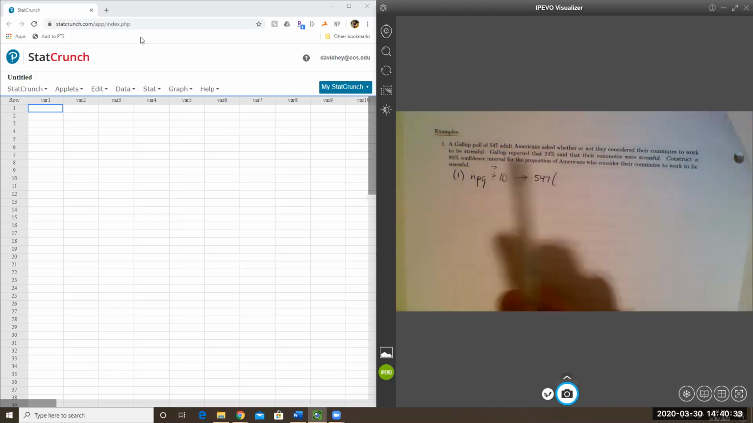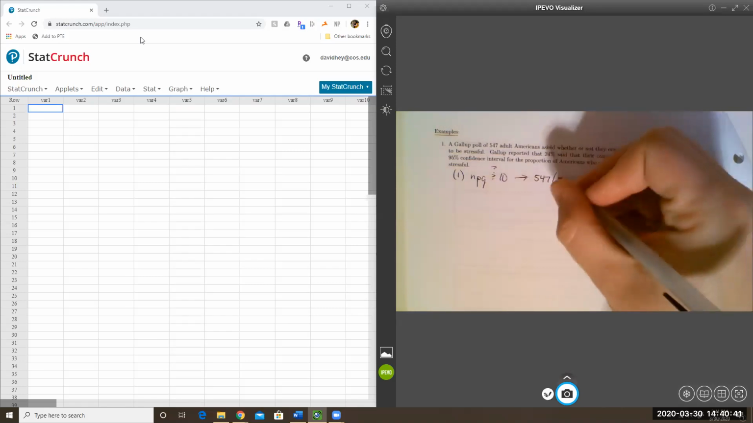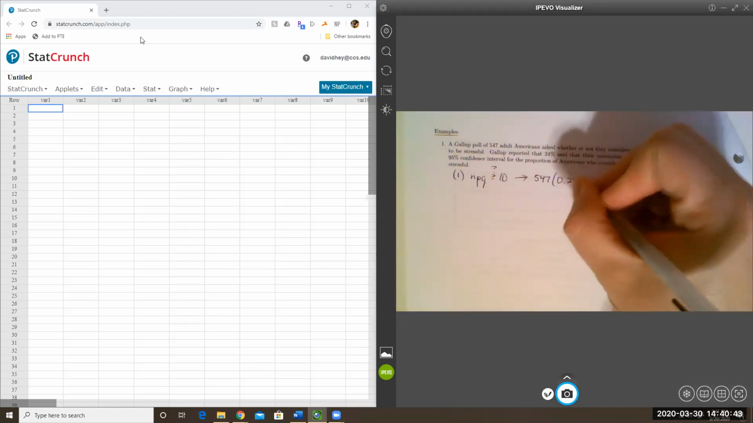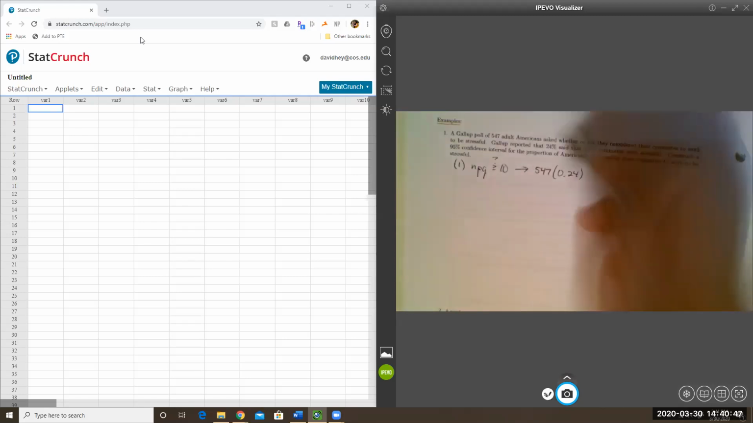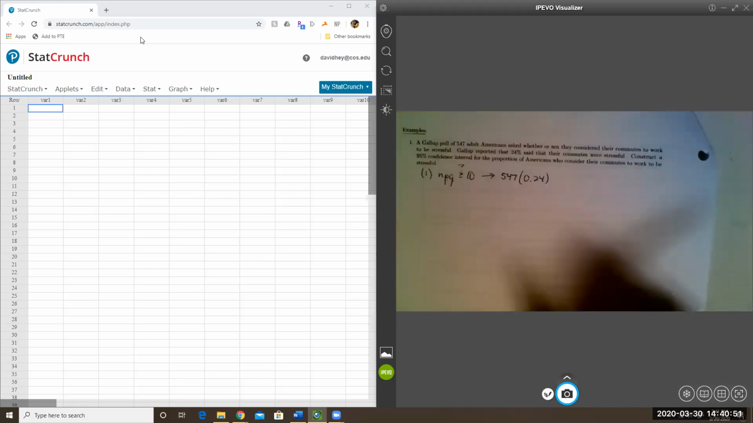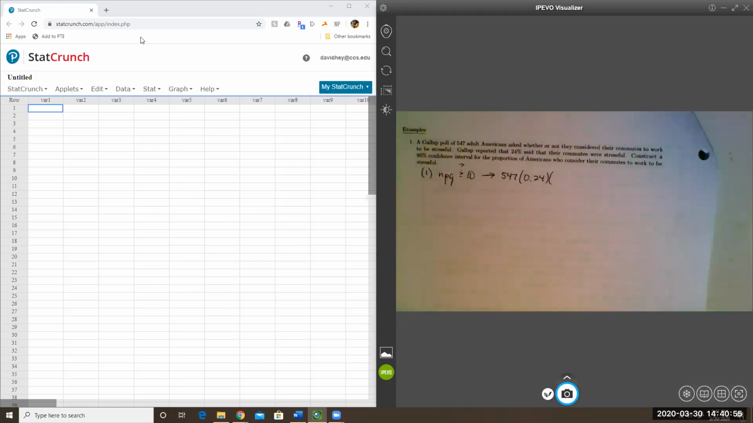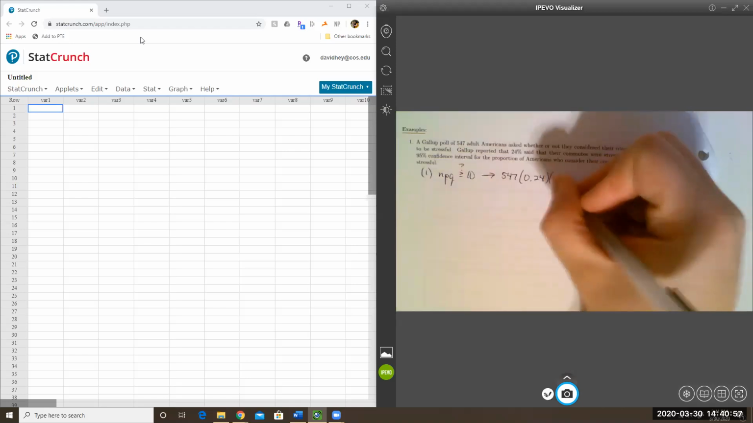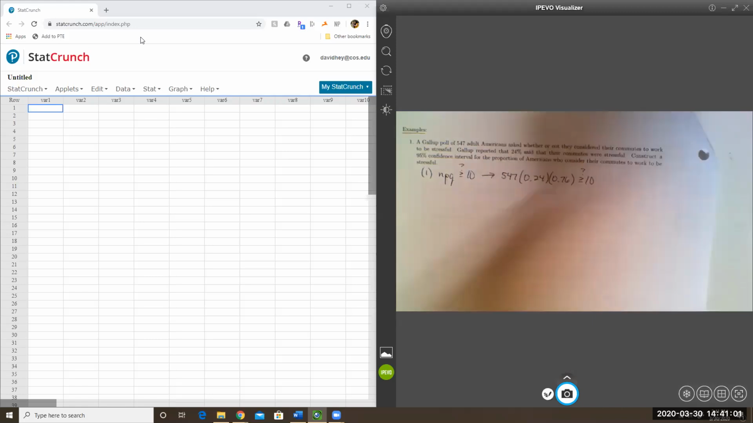Gallup reported that 24% said their commutes to work were stressful. That's our sample proportion, but since we don't know what the population proportion is, it's our best guess for p. So we're going to use 0.24 for p. If p is 0.24, then q would be 1 minus 0.24, that's 0.76. We want to know if this is bigger than or equal to 10.